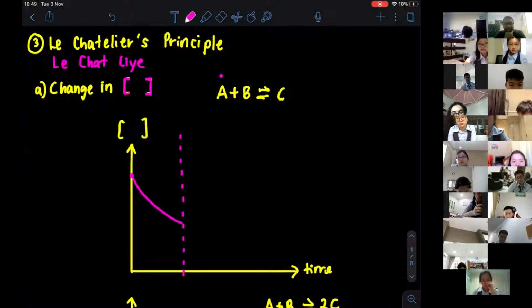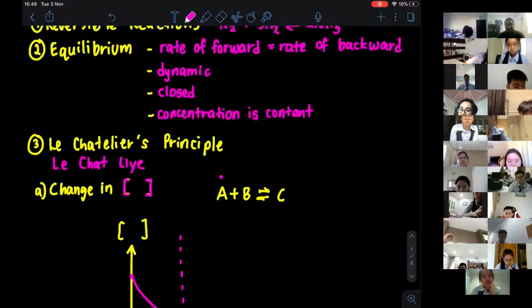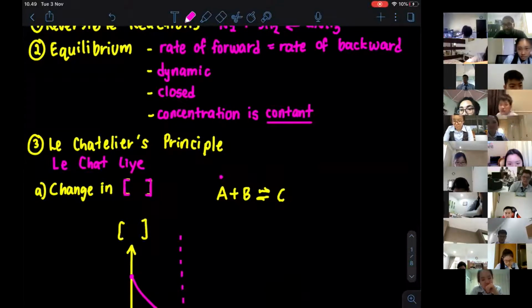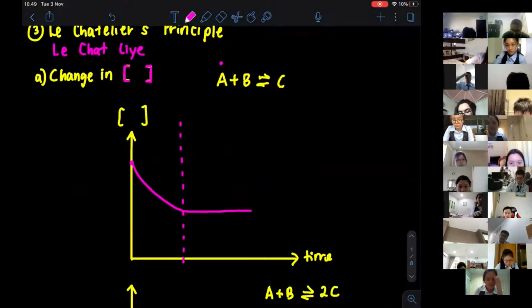Now, the moment when they reach equilibrium, what can you say about the concentration at equilibrium, Josh? The concentration is supposed to be constant. Okay, the concentration should be constant. It means the graph will be something like this. From this moment, it's going to be a straight line. It's a constant concentration here.